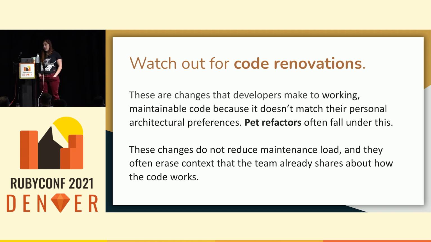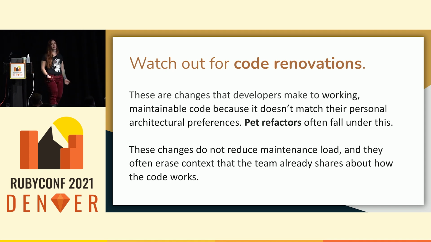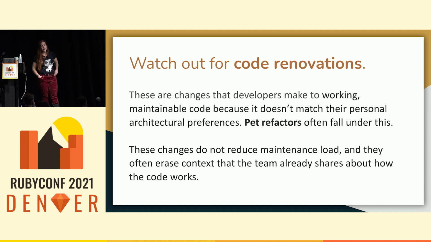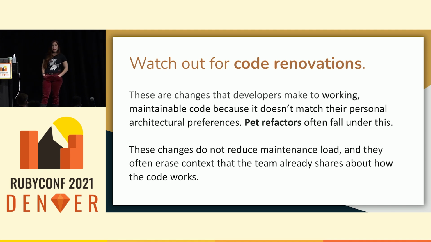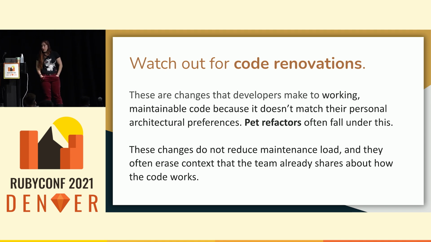These kinds of changes don't reduce maintenance load, and in fact, they often erase context that the team already shares about how the code works. What happens to maintenance load when context is lost? Yeah, it goes up. So a lot of times these pet refactors end up increasing the maintenance load, because it means the rest of the team now no longer understands a pattern in this code base, and they need to take time and effort to learn this pattern. Is that adding a feature? No, it is not. Is it removing a feature? It's not that either. It's maintenance load. It's something that devs are having to do to maintain this code base.